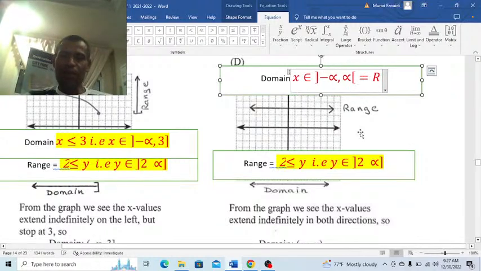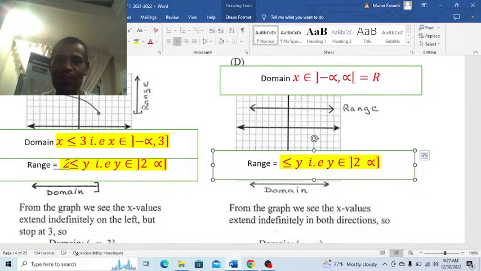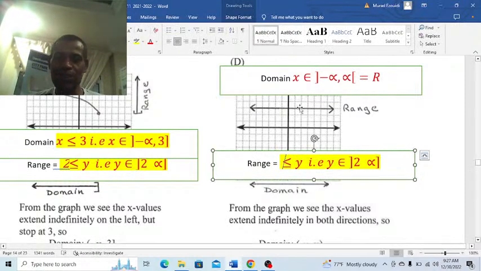But the range is, as you can see, only y equal to 3. You see, this is only this point, where the equation of this line, which is parallel to the x-axis, cuts the y-axis, means only one point. So this is 0, this is 1, this is 2, this is 3. Therefore, the range is only one point, only one singleton.